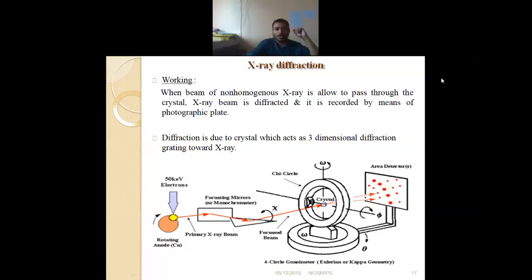So next we come to X-ray diffraction. Check this particular diagram. What we have done is that the crystal of a substance is placed on this particular area. A beam of non-homogeneous X-ray is passed through it. This is the area detector. Here we have placed one photographic plate. When the X-ray passes through the crystal, the properties of the crystal are recorded on that photographic plate. In this photographic plate, it will show the behavior of the crystals.